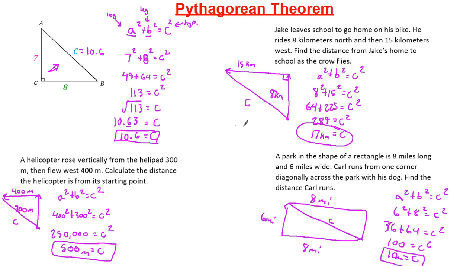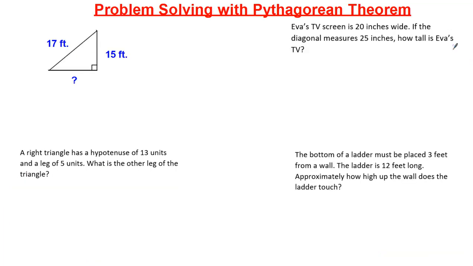Alright, so these are just straightforward Pythagorean theorem problems. Now, there's going to be situations in which you don't know what a or b is, but you know what c is, and you're going to have to go backwards. Okay, so I'm going to show you how to solve it two ways. a squared plus b squared equals c squared. So far, this is going to be our c value.